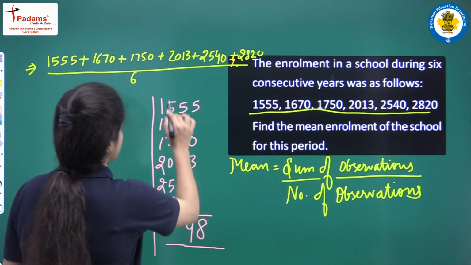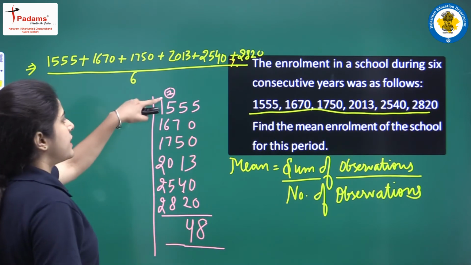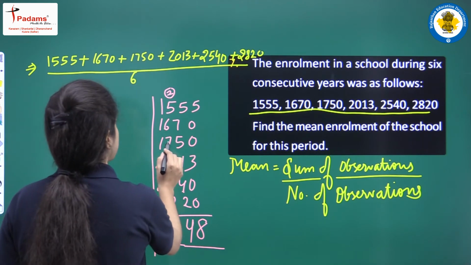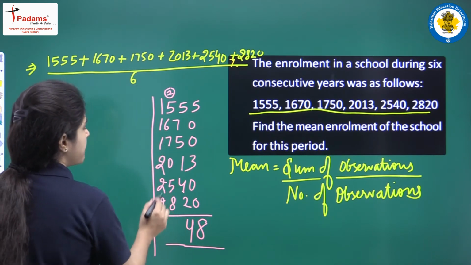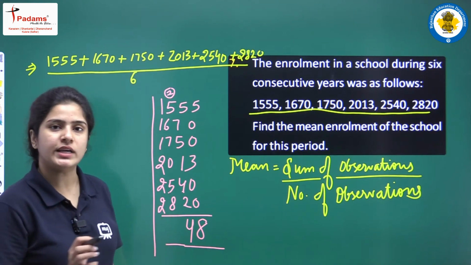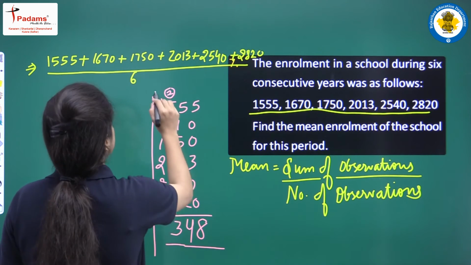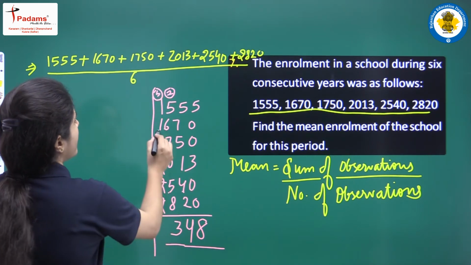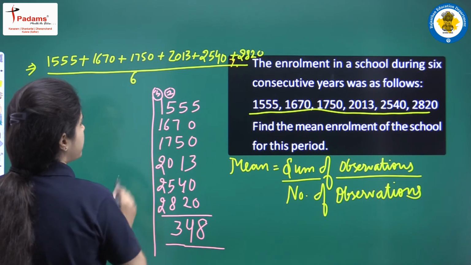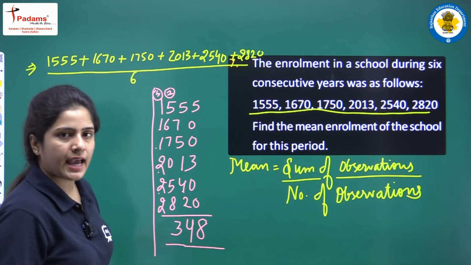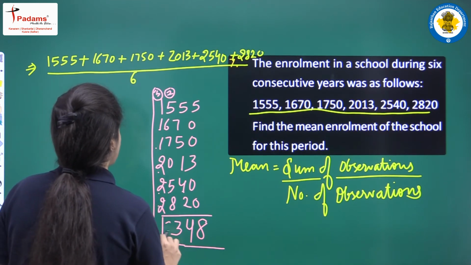Okay, students. 2 in the carry. 2 plus 5 is equal to 7. 7 plus 6 is equal to 13. 13 plus 7 is equal to 20. 20 plus 5 is equal to 25. And 25 plus 8 is equal to 33. 3 in the carry. 3 plus 1, 4. 4 plus 1, 5. 5 plus 1, 6. 6 plus 2, 8. 8 plus 2, 10. And 10 plus 2, 12. Okay, students.